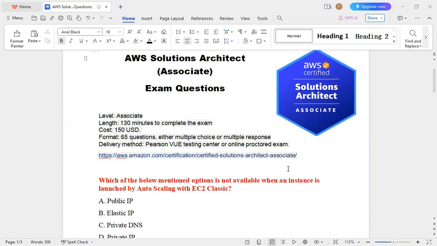The exam is about 2 hours. It will cost you 150 USD, US dollars. A number of questions will appear, 65 questions, either multiple choices or multiple responses. So you can give the exam at Pearson Testing Center or online protected exam, whatever is easier.